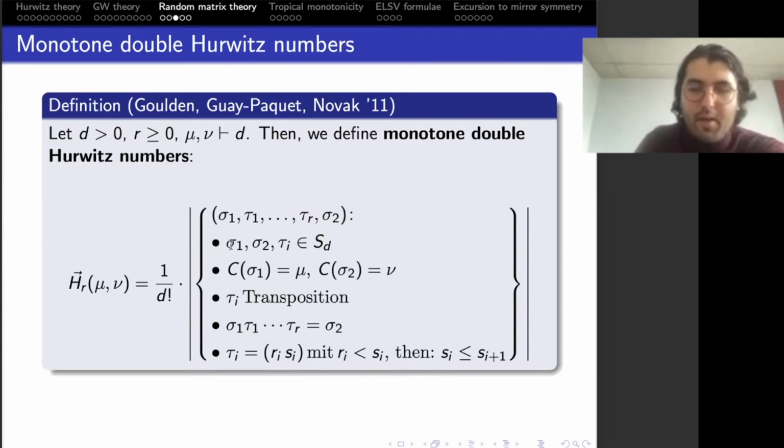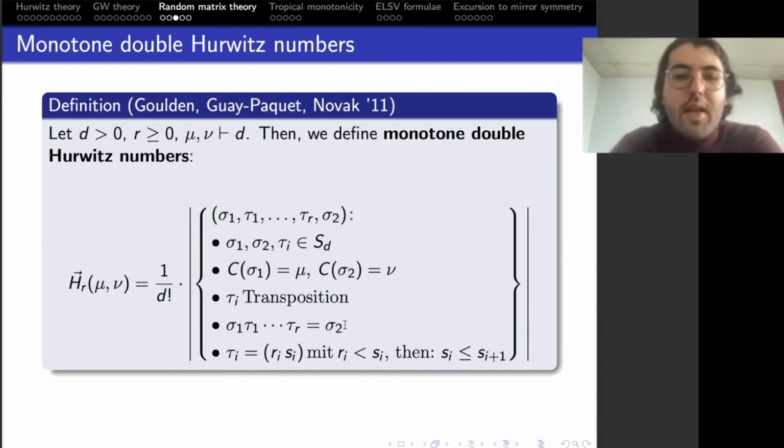So we have permutations sigma 1, sigma 2, tau i in the symmetric group S_d. The cycle type of sigma 1 is equal to mu. The cycle type of sigma 2 is equal to nu. These tau i are transpositions. We have that sigma 1 times tau 1 to tau r is equal to sigma 2. So these are exactly the four conditions that are outlined earlier.